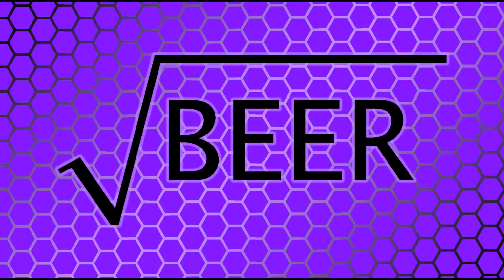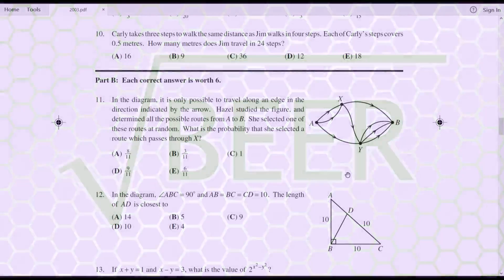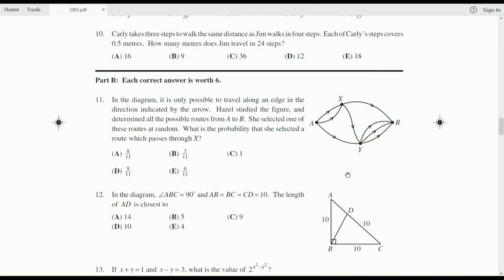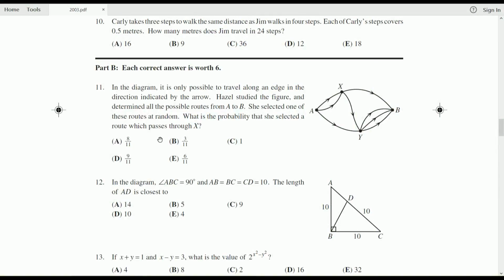We're looking at question 11 here on the 2003 Fermat paper put out by the wonderful folks at the Center for Education in Mathematics and Computing. They make great contests and this one's no exception.